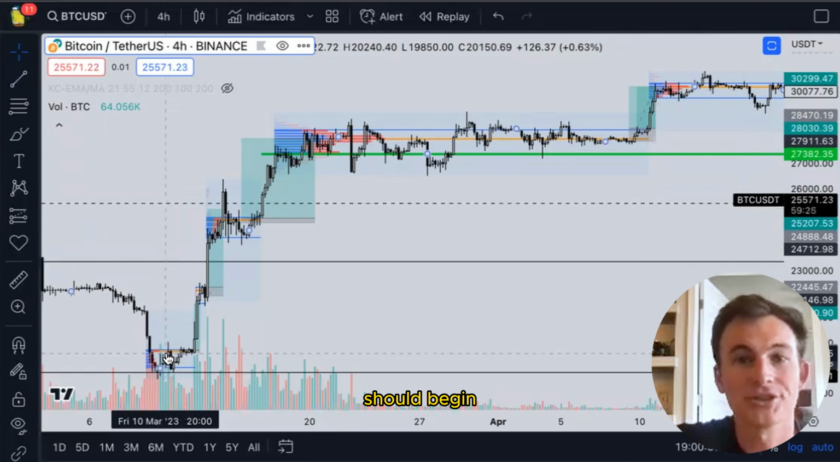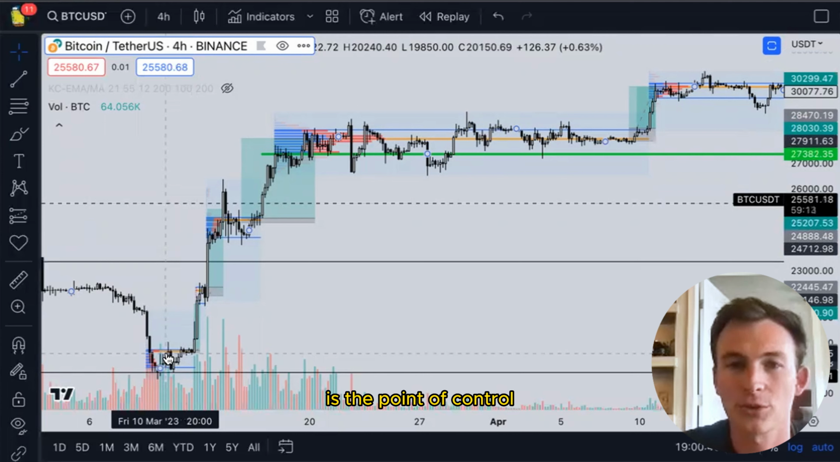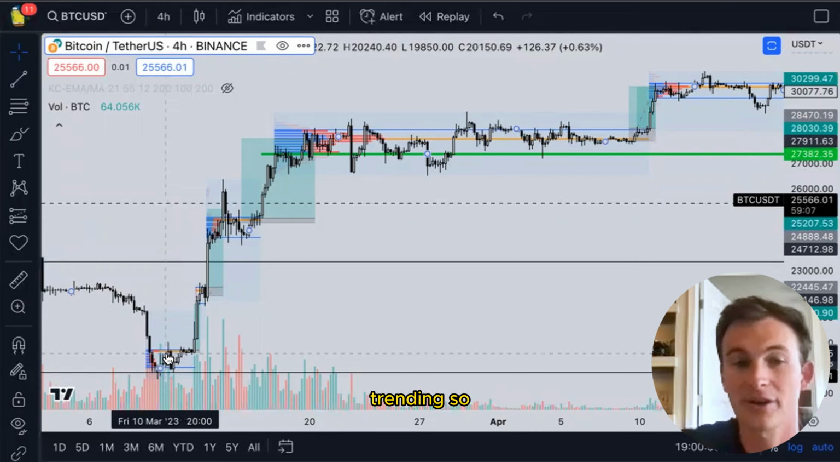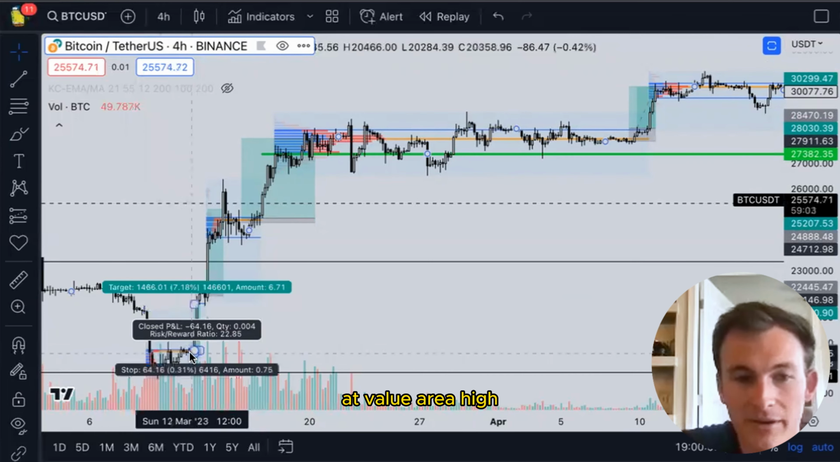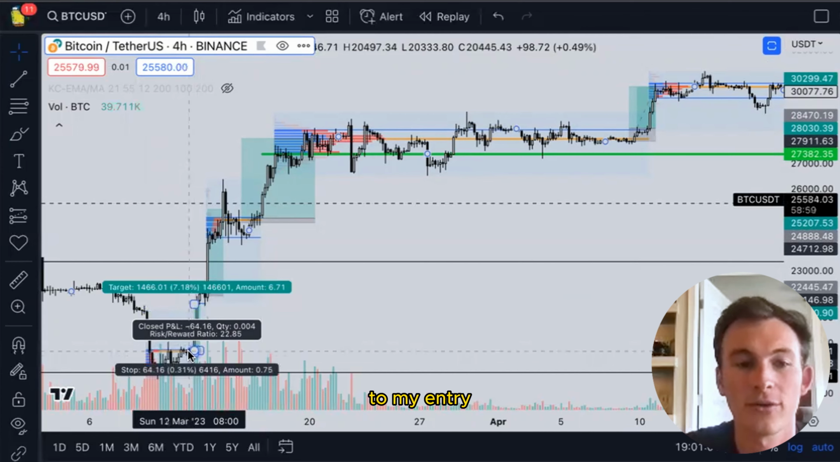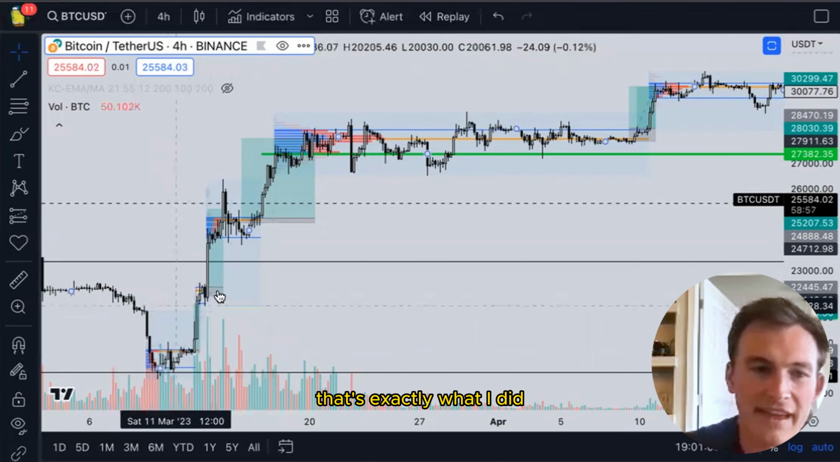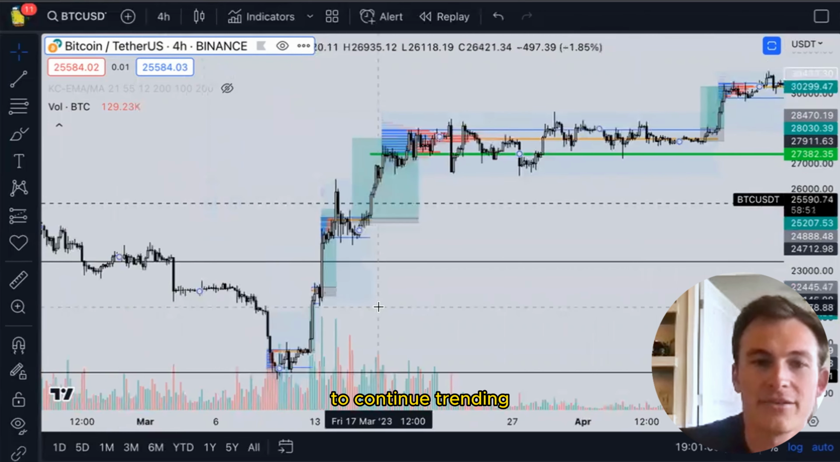Price momentum should begin to take it away from your entry, generally speaking. And what happens because you're in a trend is the point of control and the volume will begin to build strongly at the area where price is expected to continue trending. So what ended up happening is here we built a lot of volume at value area high. And when we broke out, I could put my stop incredibly close to my entry. That's exactly what I did on every single trend here when we broke out. I expected us to continue trending.